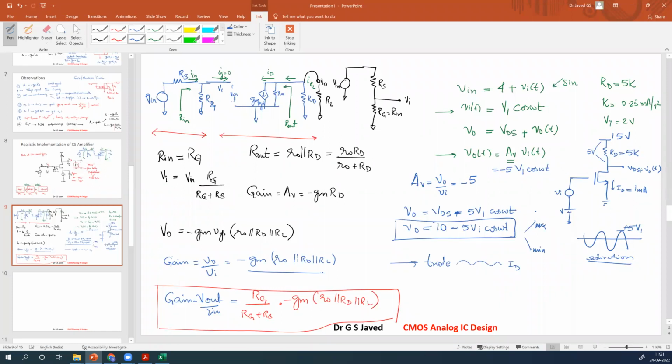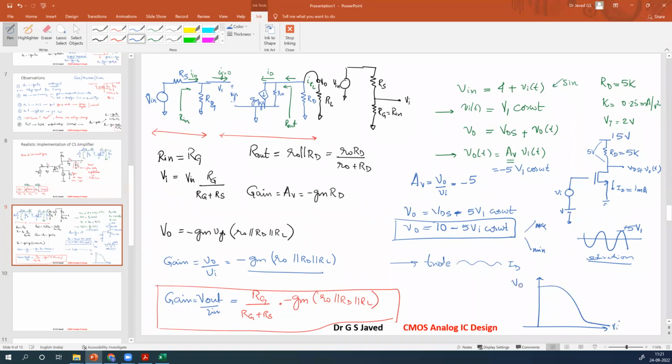Right? How can V0 be more? When can V0 become 15? V0 can become 15 when ID is 0. When is ID 0? ID is 0 in cutoff. So when can V0 become very small? When ID is very large. That means the drop across RD is very large. When drop across RD is very large, drop across VDS will be very small. So it will become into triode region. So intuitively, always remember this graph.